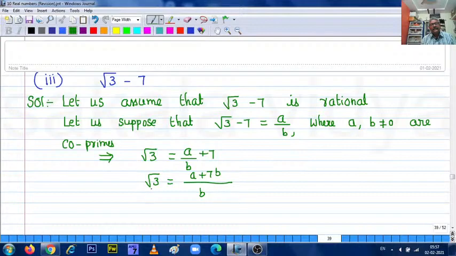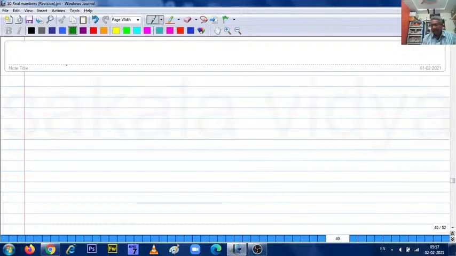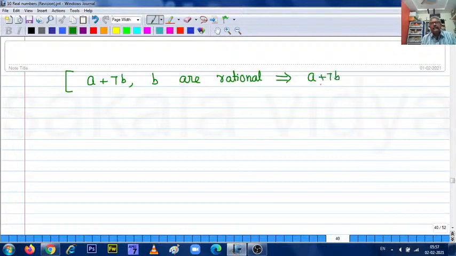But root 3 is irrational. Irrational is equal to rational. It's a contradiction. So our assumption is wrong. That we need to write it now. So now a plus 7b, b are rational, that implies a plus 7b by b is rational.